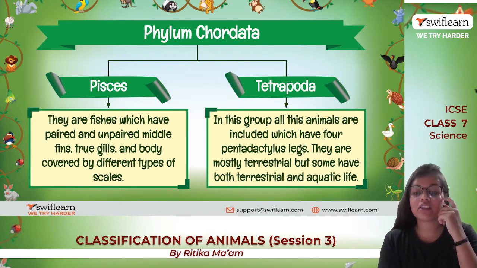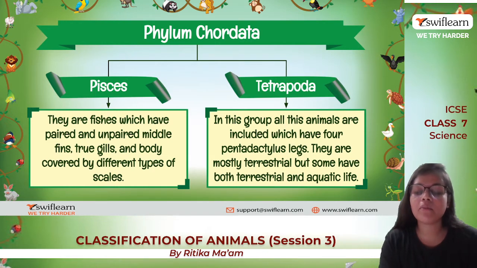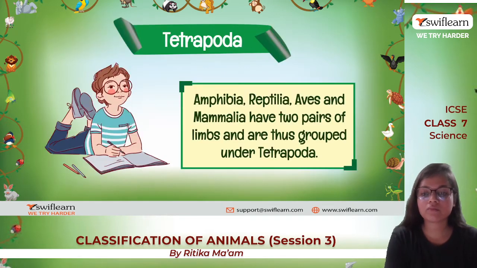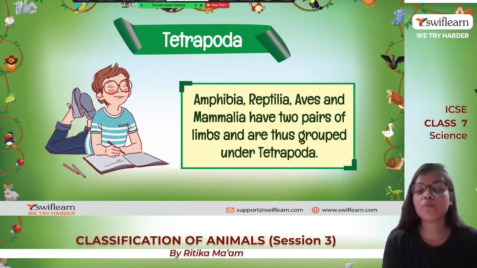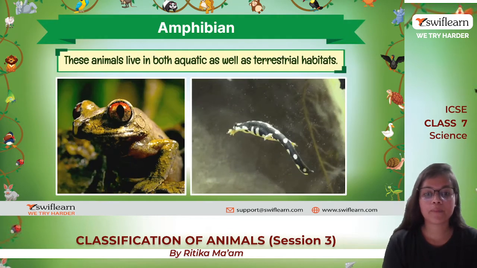Then here we have Tetrapoda, in which all the animals have 4 pentadactyl limbs, and they are mostly terrestrial, but some of them are comfortable in terrestrial life as well as aquatic life. So they can remain on land and they can remain in water also. Some of the examples are Amphibia, Reptilia, Aves and Mammalia. So we all have two pairs of limbs and we are grouped under the tetrapoda.